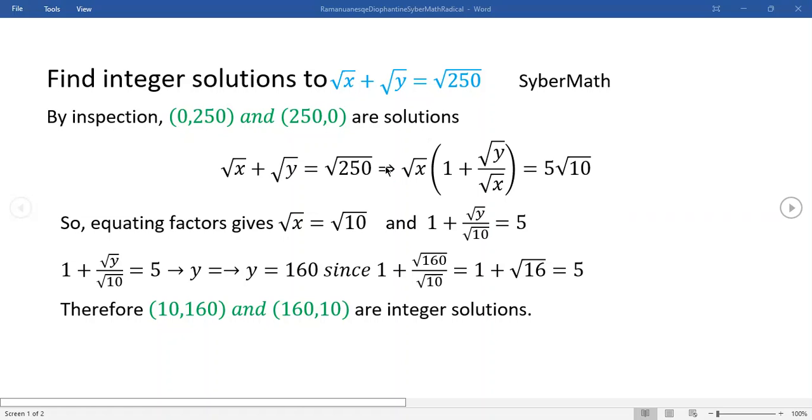And notice this is, I guess we can call it, clever. Factor out root x. You could have just as easily factored out root y, which leads to a symmetrical circumstance here. But what I did right here is factor out root x, and you can check that this root x cancels with that root x. So this statement certainly implies this statement. But notice that the square root of 250 is the same as the square root of 25 times 10.